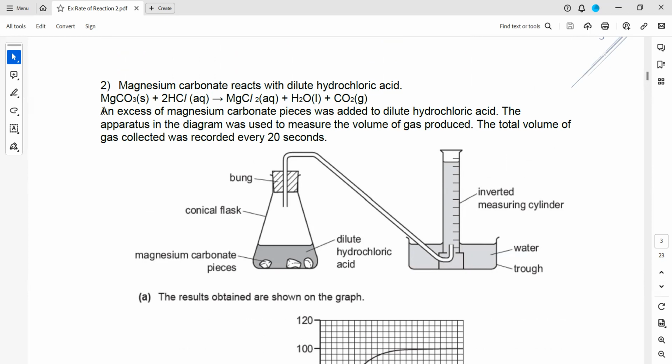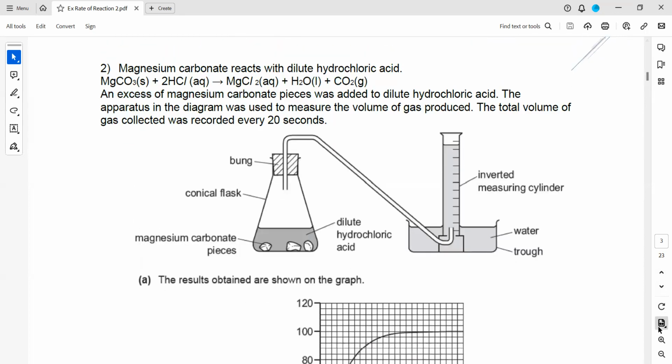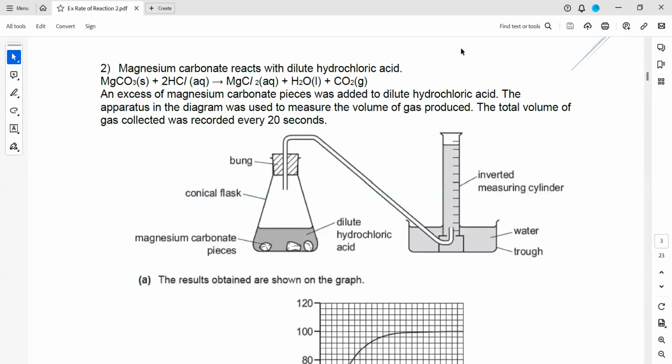The third point: magnesium carbonate is in excess. When magnesium carbonate is in excess, it means it will be left behind when the reaction finishes, and hydrochloric acid is completely used up. So why will this reaction stop? It will stop because the hydrochloric acid is used up completely. Whenever there are two reactants, one is the limiting factor and the other is in excess. In this question, it is already given that magnesium carbonate is in excess.